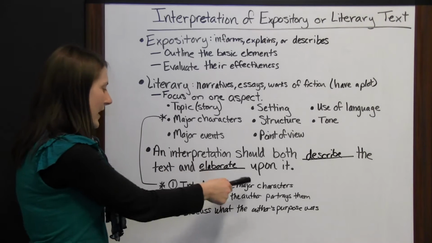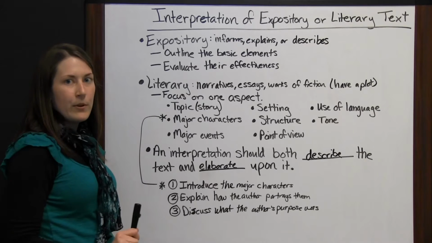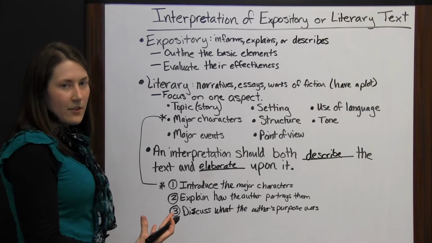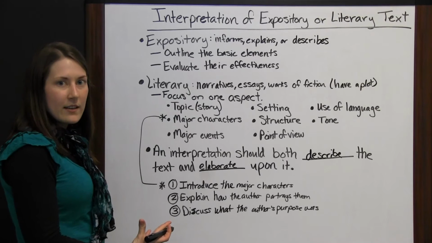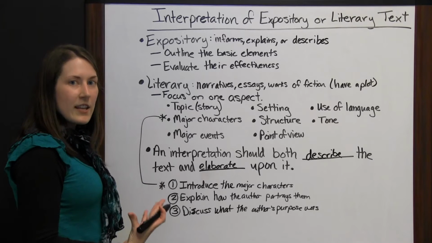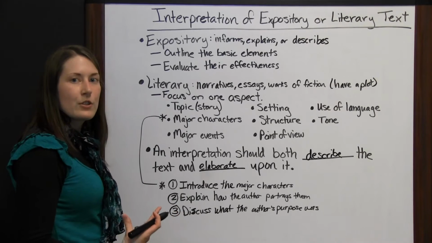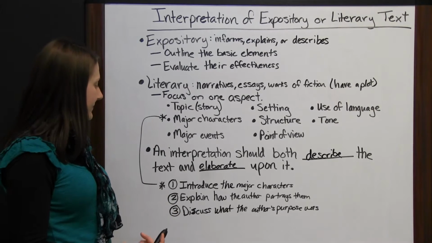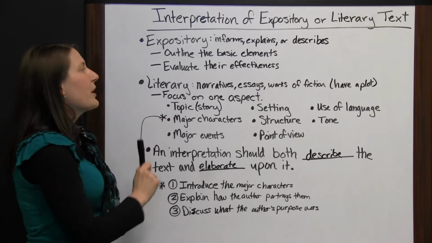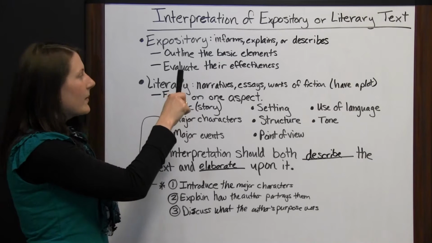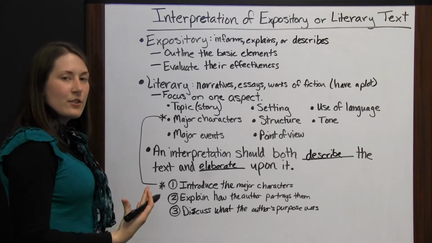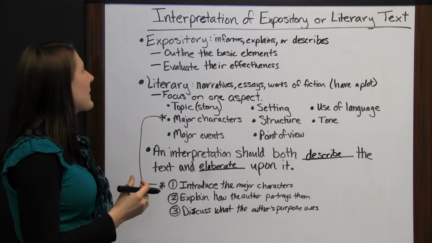So you'll describe everything that the author put in the book about the characters, and then you'll elaborate upon what the author put in there by telling what you think the author was trying to tell, what the author's theme was, what their purpose was for showing characters in a certain light. So when you are interpreting a text with expository, you want to remember to just outline the basic elements and evaluate their effectiveness. Were you able to bake that cake? Did you learn what you were supposed to from the research paper?